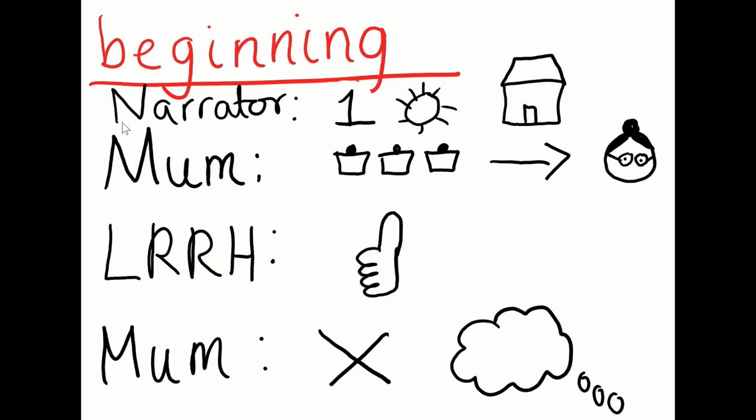So here, the narrator is going to start the puppet show by saying, one sunny day at Little Red Riding Hood's house, Mum and Little Red Riding Hood were talking. And then I know that Mum is going to say, please take these cakes to Grandma. Then Little Red Riding Hood will say, okay, Mum. And then Mum will say, don't forget. And then you would do another piece of paper with the middle part of the story and another piece of paper for the end of the story.